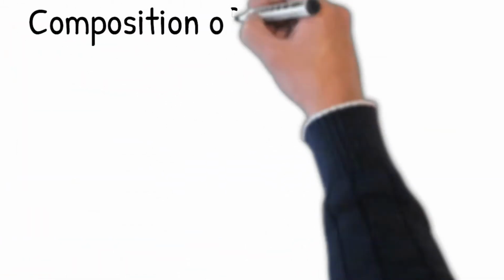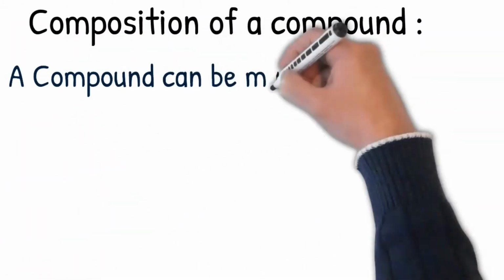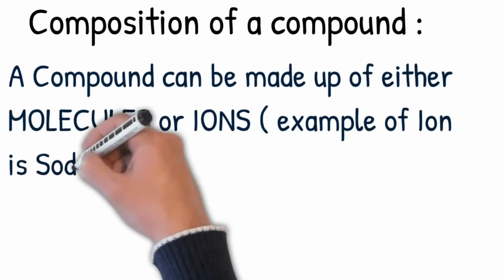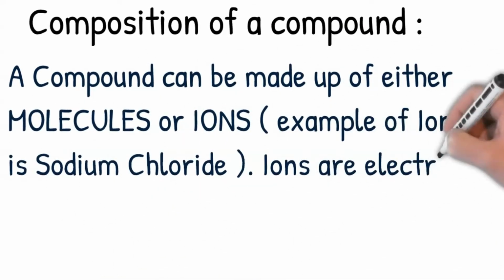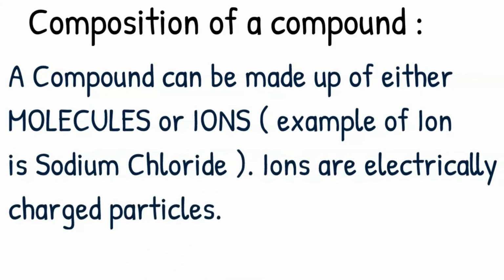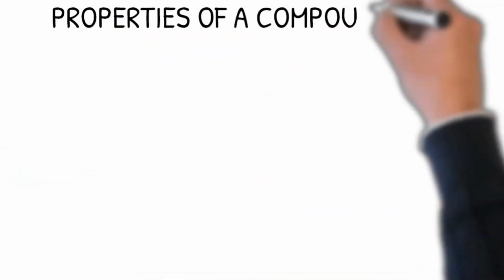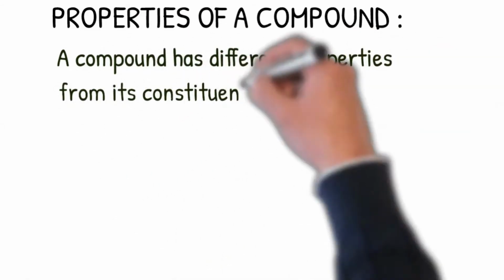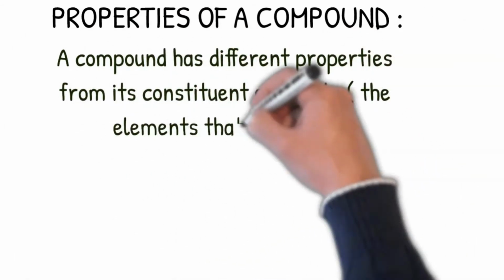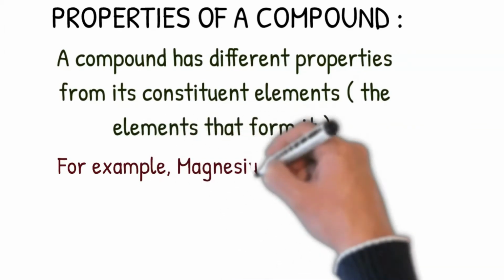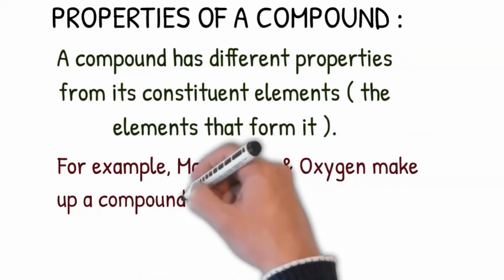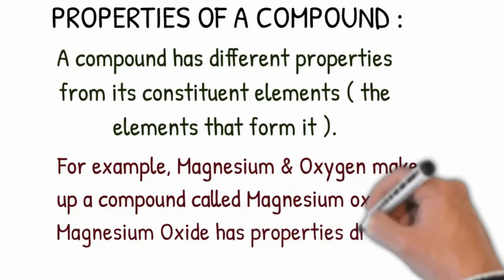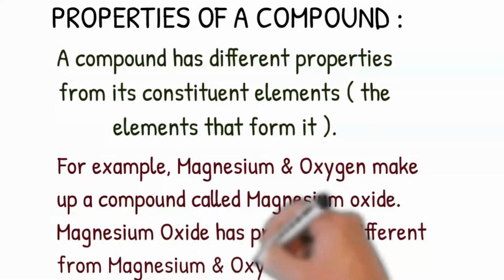Composition of a compound. A compound can be made up of either molecules or ions. Example of ion is sodium chloride. Ions are electrically charged particles. Properties of a compound. A compound has different properties from its constituent elements, the elements that form it. For example, magnesium and oxygen make up a compound called magnesium oxide. Magnesium oxide has properties different from magnesium and oxygen.